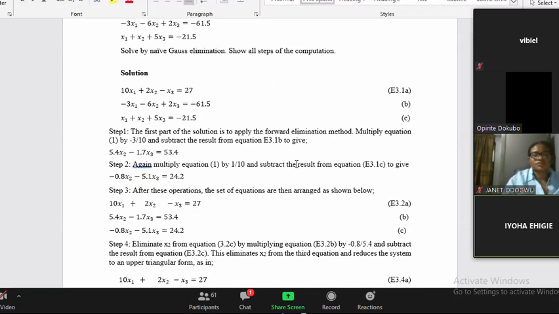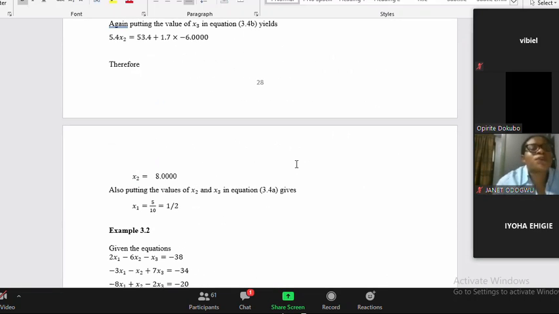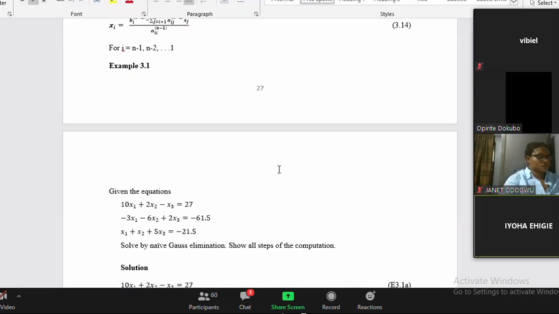This problem, and we're able to finish that problem, isn't it? Problem, look at example 3.1.